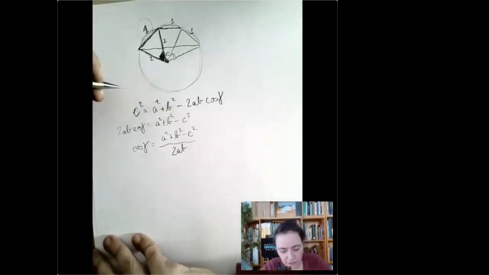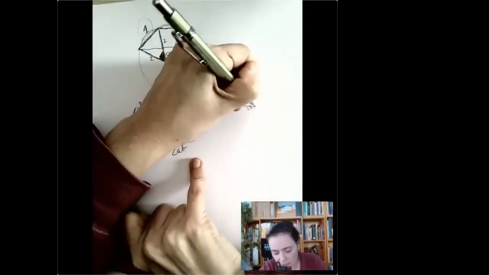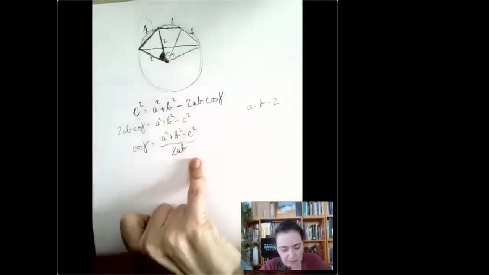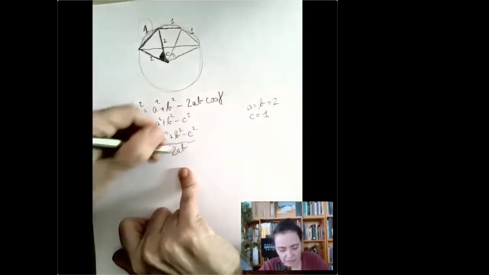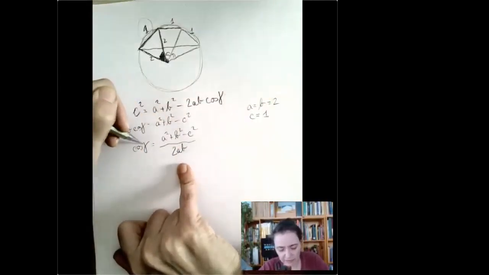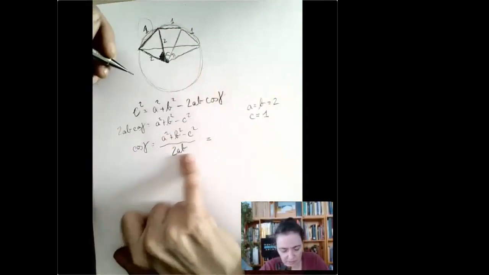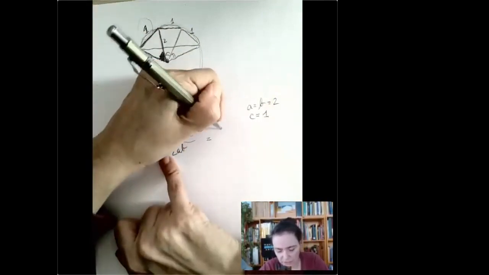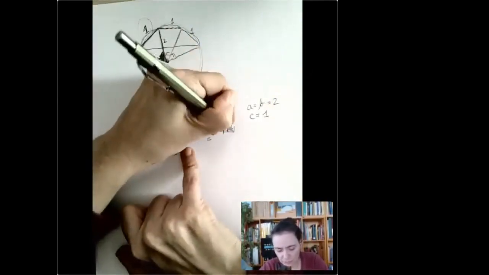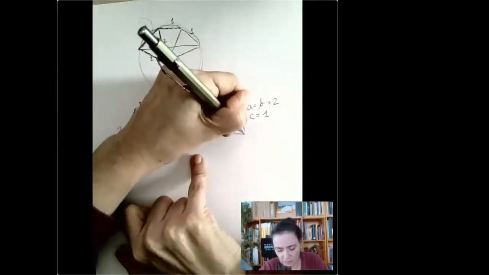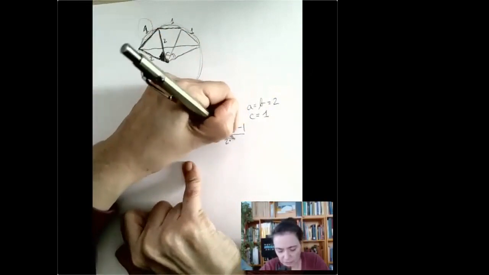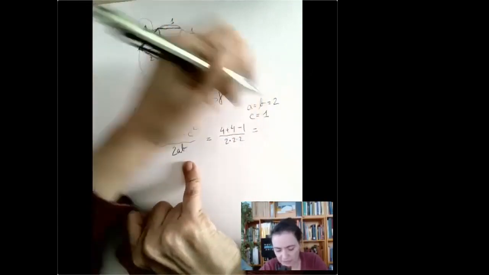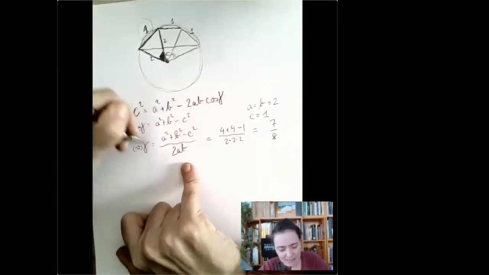So what we're going to do is a is going to be the same as b, and that is 2, and c is going to be 1. And we're going to find cosine gamma using this expression. So a squared is 4, b squared is 4, c squared is 1. And then we divide by 2 times 2 times 2. So we have 7 over 8. That's the cosine of gamma.